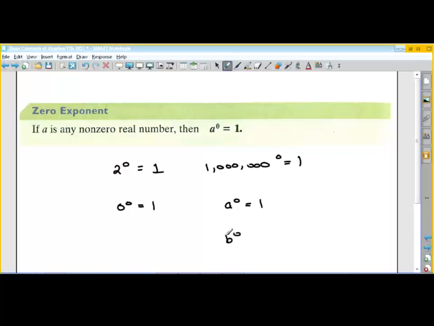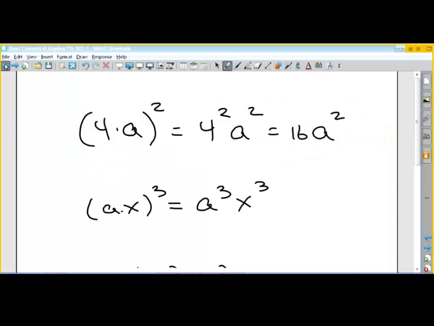A to the 0 is 1, or b to the 0, it doesn't matter what it is. Chicken to the 0 is 1. And you're like, how does that make any sense? Well, for one thing, I just thought about this.